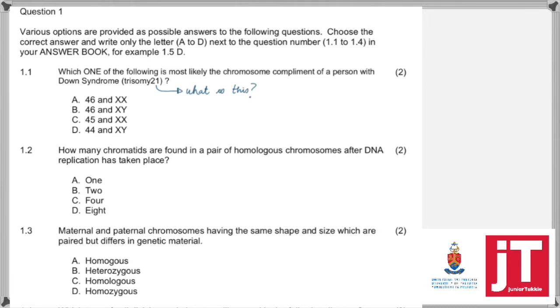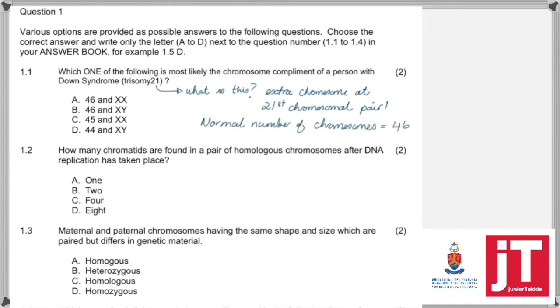If we look at question 1.1 first, which one of the following is most likely the chromosome complement of a person with Down syndrome? Now this is trisomy 21. So what does this actually mean? Trisomy 21 is where we have the extra chromosome at the 21st chromosomal pair. If we work this out for ourselves, the normal number of chromosomes is 46, made up of the autosomes and gonosomes, and with trisomy 21, it means I've got 46 plus 1, which means I've got a total of 47, right?